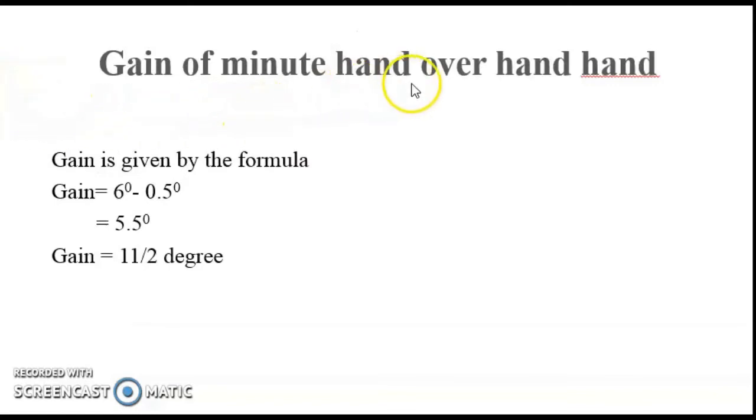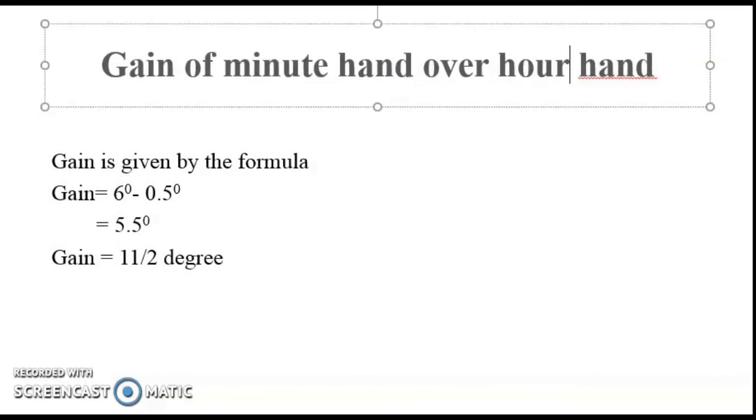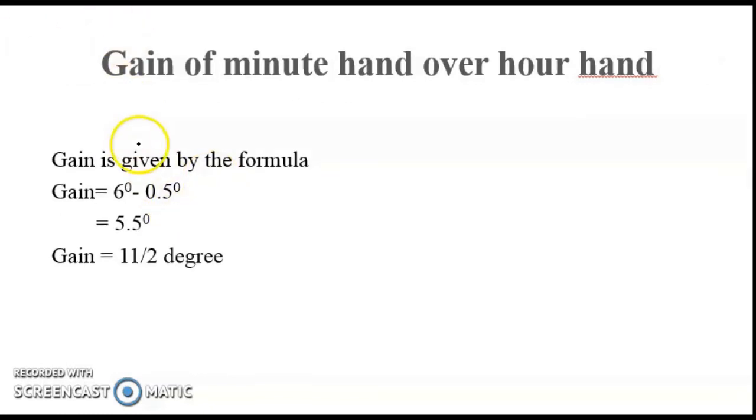Gain of minute hand over hour hand. There is a mistake in printing, so this is our hand. Gain is given by the formula: gain equals 6 degree minus 0.5 degree. Basically 6 degree means minute hand revolution for 1 minute, and 0.5 degree means hour hand revolution for 1 minute. So it is coming out to be 5.5 degree, which is equal to 11 by 2 degree in fraction. This is the gain.